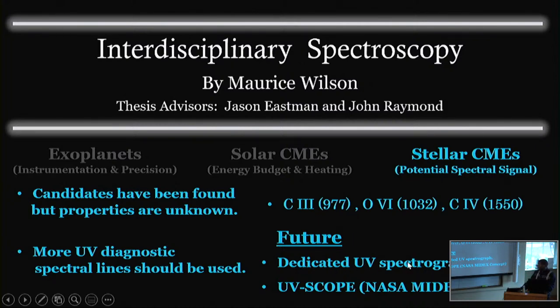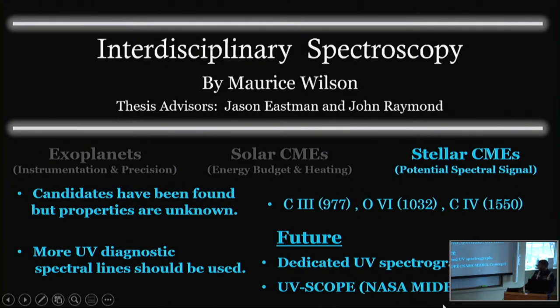And for future reference, I would like to see a dedicated UV spectrograph do exactly this. And it doesn't have to search for stellar CMEs. It could be just, if I'm talking integration times of an hour or 1 minute or something like that, that's along the time scales of an exoplanet transit. So if you're observing a star, you're using radio velocities, or spectra, then give me some of that spectra so I can see if that magnetic activity is affecting your exoplanet.